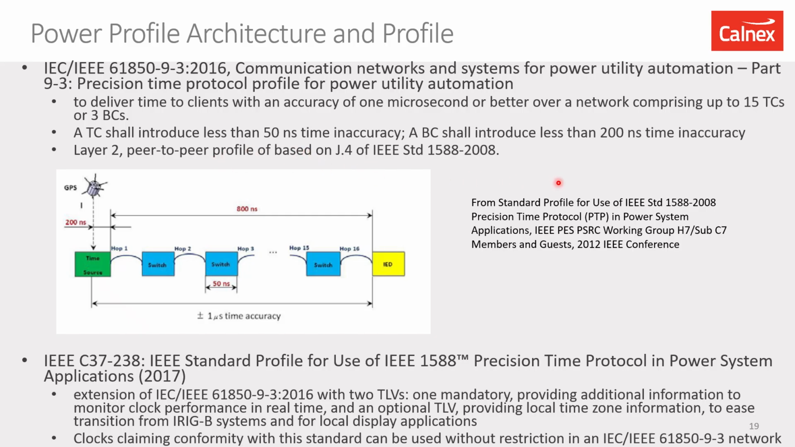In this case, the profile is based on peer-to-peer delay messaging. It is different from the telecom, where instead it is based on the delay request methodology. There is another profile specified by IEEE for the power application, the C37.238, which can be considered interoperable with the previous one.